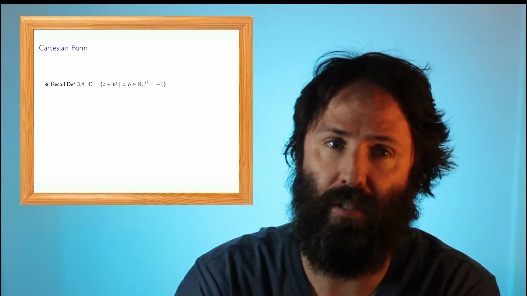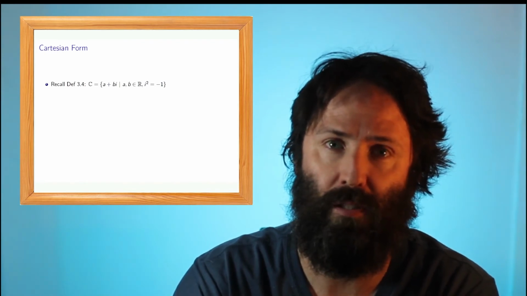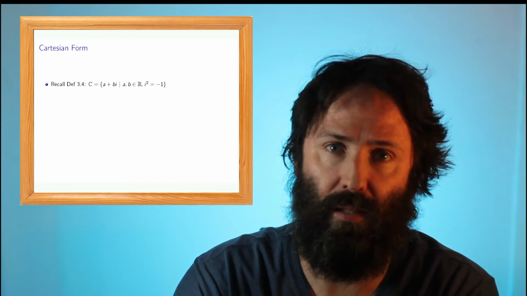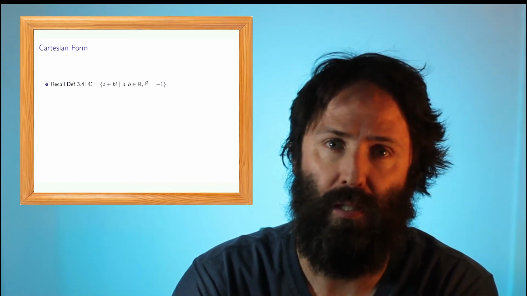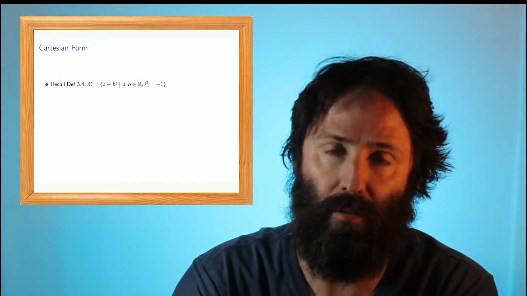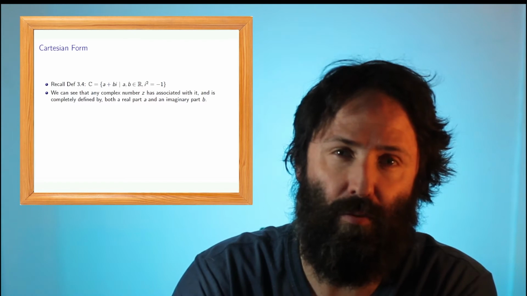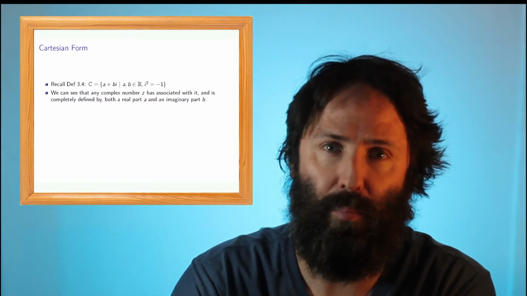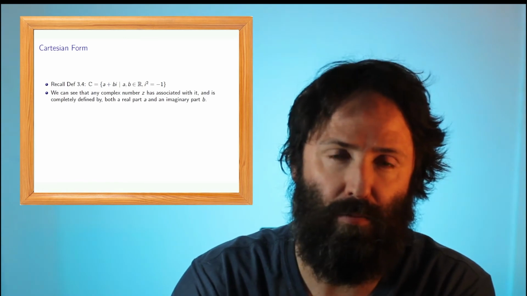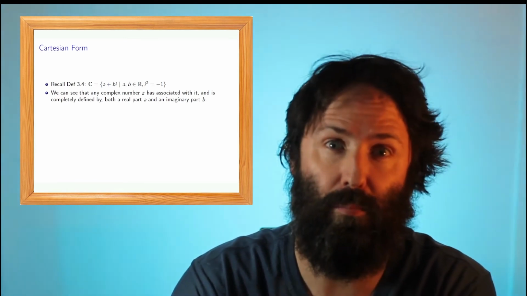Okay, so recall the definition of a complex number. In set roster notation, the complex numbers are the set a plus bi, where a and b are real numbers, and i is the imaginary unit, i squared is equal to -1. And we can therefore say that any complex number z is just made up of two parts, a and b. a is the real part, b is the imaginary part. And remember, they're both real numbers.